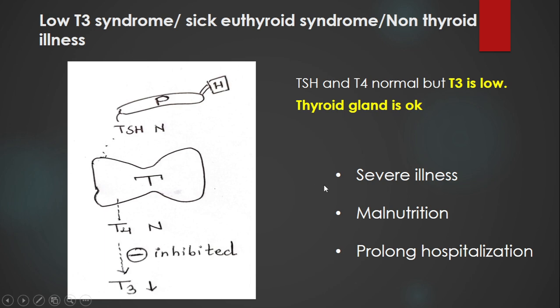What can be the cause? In case of severe illness, malnutrition or prolonged hospitalization, the metabolism of the body gets severely disturbed. And that causes a problem in the deiodinase enzyme also, which will inhibit the synthesis of T3 from T4. That's why it is called low T3 syndrome.